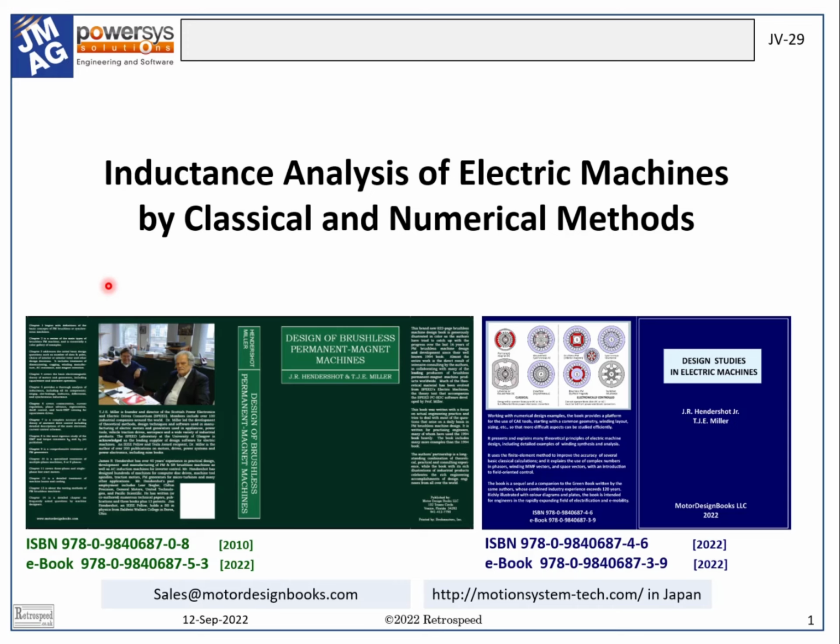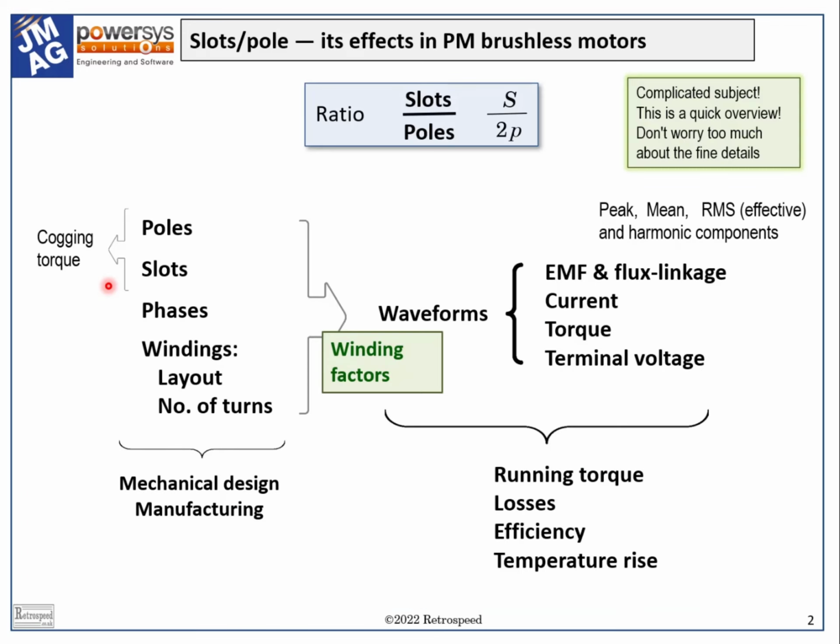In the last 2 or 3 videos, we've been looking at windings and winding factors and the effects of the numbers of slots and poles. And this slide shows the rather jumbled relationships between manufacturing and design factors on the left and electrical performance aspects on the right. The chart is jumbled because the relationships are many and complicated, and there is really no simple linear way to work through them all.